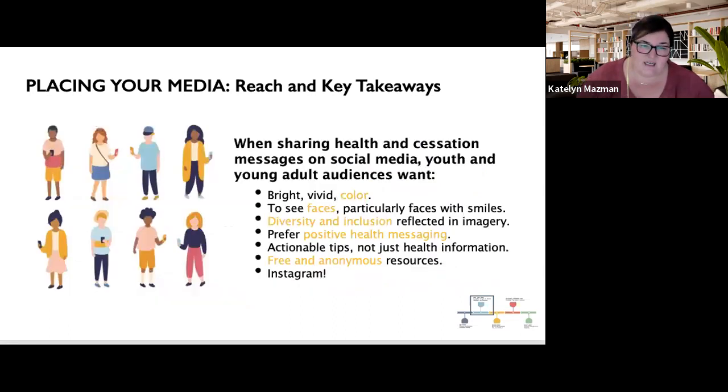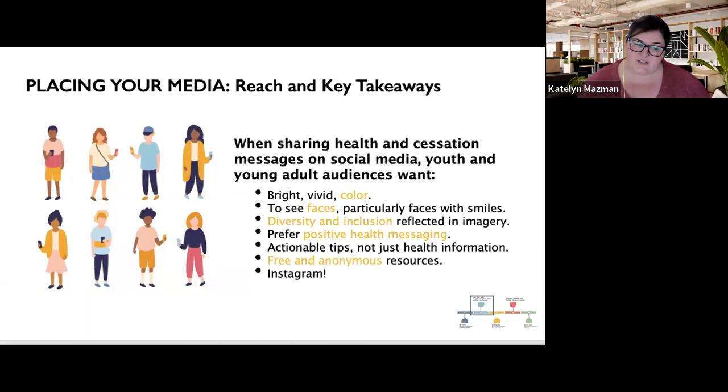And then just some key takeaways from this campaign specifically. We'll dive into these lessons learned later. But when you are sharing any health messaging or cessation on social media with youth and young adults, it needs to be bright, it needs to be vivid, it needs to have color. Over and over again, we heard it has to look pretty for me to stop. Young people show us all the time, we just scroll. So bright, vivid color is largely preferred.